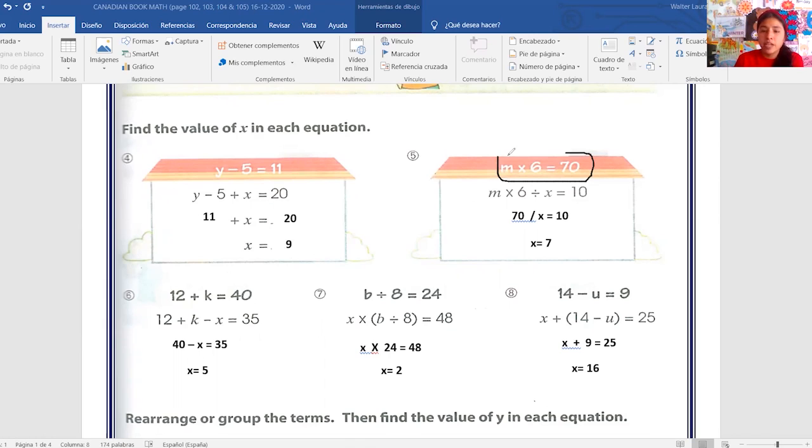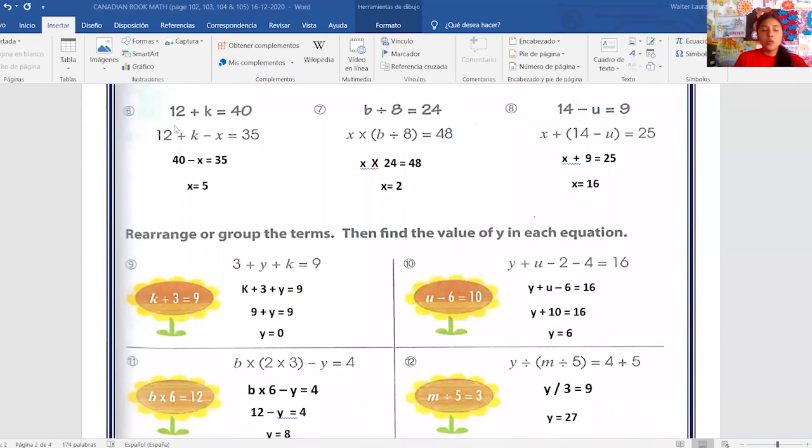Now, what about this one? This equation we have, okay? M times 6 equals 70. Okay, here we have our first equation: M times 6 divided by X equals 10. We need to find the value of X. Miss, but we know M times 6 is 70, right? So here we are going to replace, we put 70 divided by X equals 10. Oh, miss, here is going to change into the next one. So that means it's going to be division, right? 70 divided by 10 equals 7. That's right, okay?